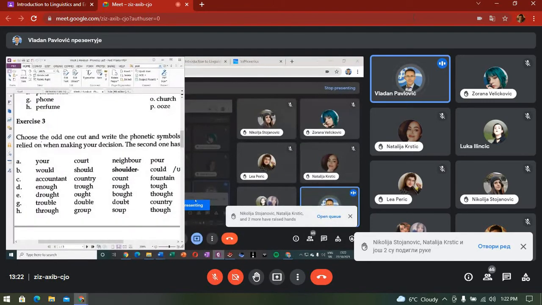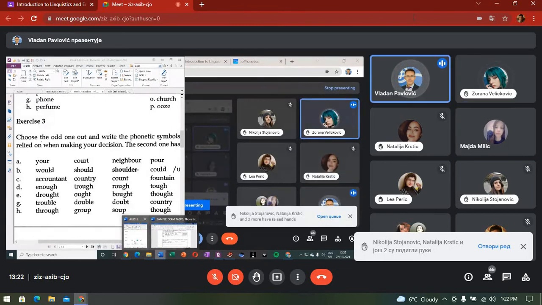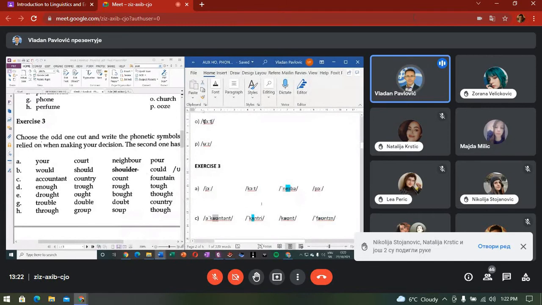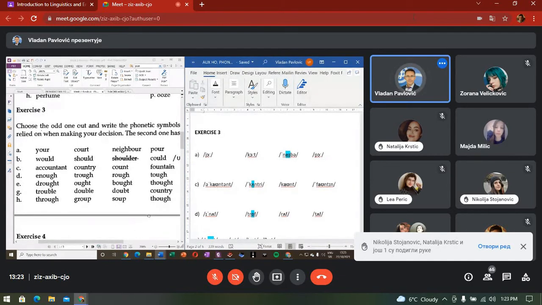So once again, here we have enough, trough, rough, and tough. What's the odd one out? Either Maida or Zoran. It's enough. It's trough. Okay, and yeah. So here we have enough, and also rough and tough. So 3 short A's, so as in cup. Whereas in trough, we have a short O, trough. Okay, trough. Let's do yet another example, Maida.